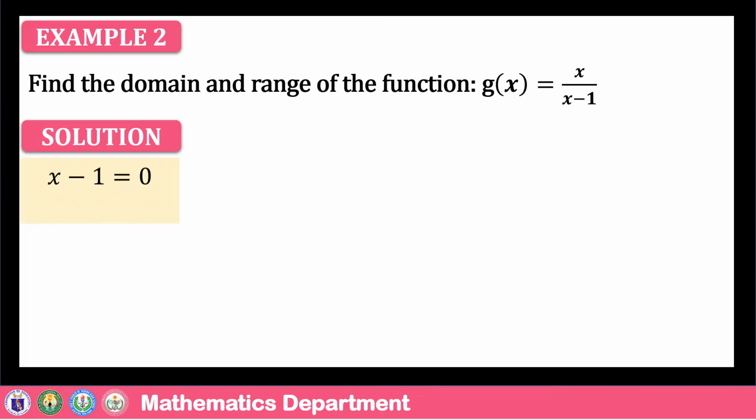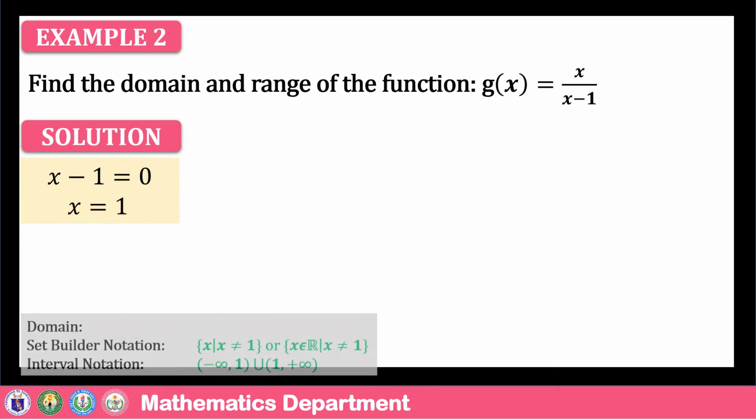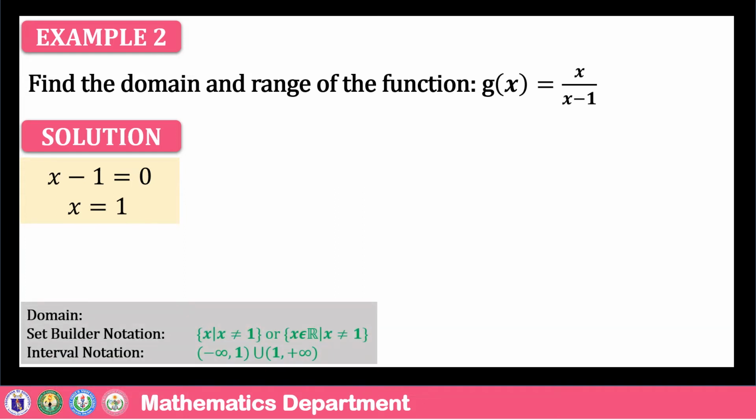So, with that, magkakaroon tayo ngayon ng x minus 1 is equal to 0, and solving for x, we will have here x is equal to 1. So, pag sinulat natin yung ating domain, that is the set of all x such that x is not equal to positive 1. Or in interval notation, pwede natin siyang isulat as the interval from negative infinity to 1 union the interval from positive 1 to positive infinity.